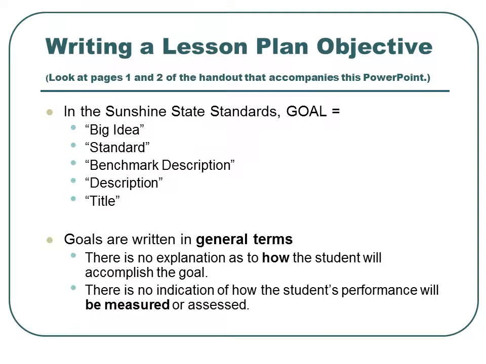Read those goals now and notice that they are written in general terms, that there is no explanation as to how the student will accomplish the goal. There's no specific activity to do or tools to use during the activity, and that there is no indication of how the student's performance will be measured or assessed. Outlining those things is not required when writing a goal, but they are required when writing an objective.